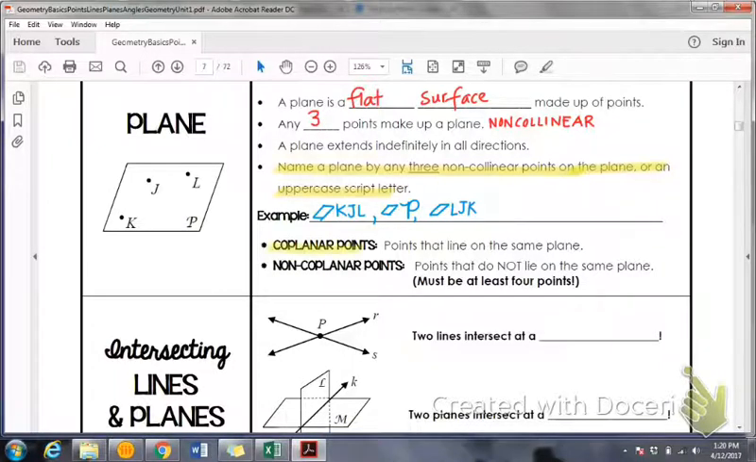All right, coplanar means on the same plane. You need to highlight that. You need to know that. Circle that, underline that, something. Non-coplanar means they're not on the same plane.